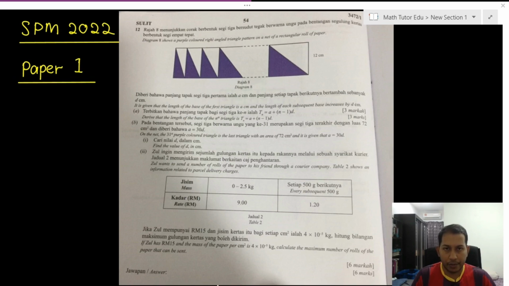Back to the question now. If Zol has 15 ringgit and the mass of the paper per centimeter square is 4 times 10 to the power of negative 5 kg, calculate the maximum number of rolls of the paper that can be sent. So this is the overall question 12, guys.